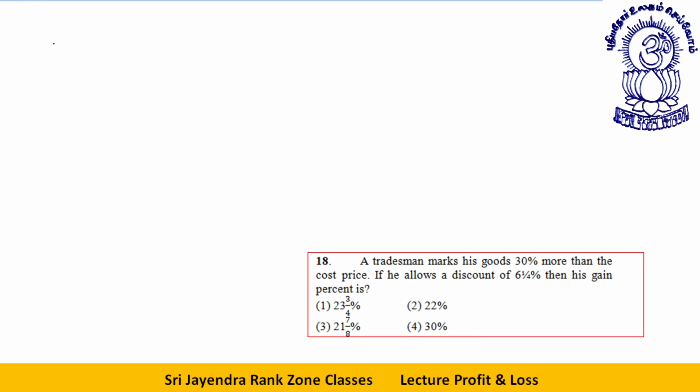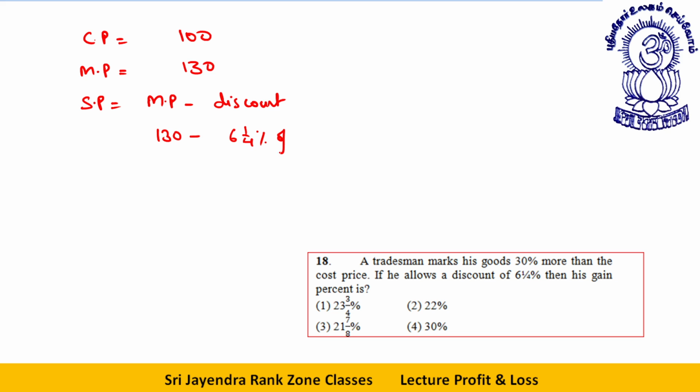See students, a tradesman marks his goods 30% more than the cost price. CP 100. Mark price 30% more, 130. If he allows a discount of 6 1 by 4%, then his gain percentage. See, what will be the selling price? The selling price will be marked price minus discount. Marked price minus discount means 130 minus the discount. Discount is 6 1 by 4% of 130 or 25 by 4% of 130.